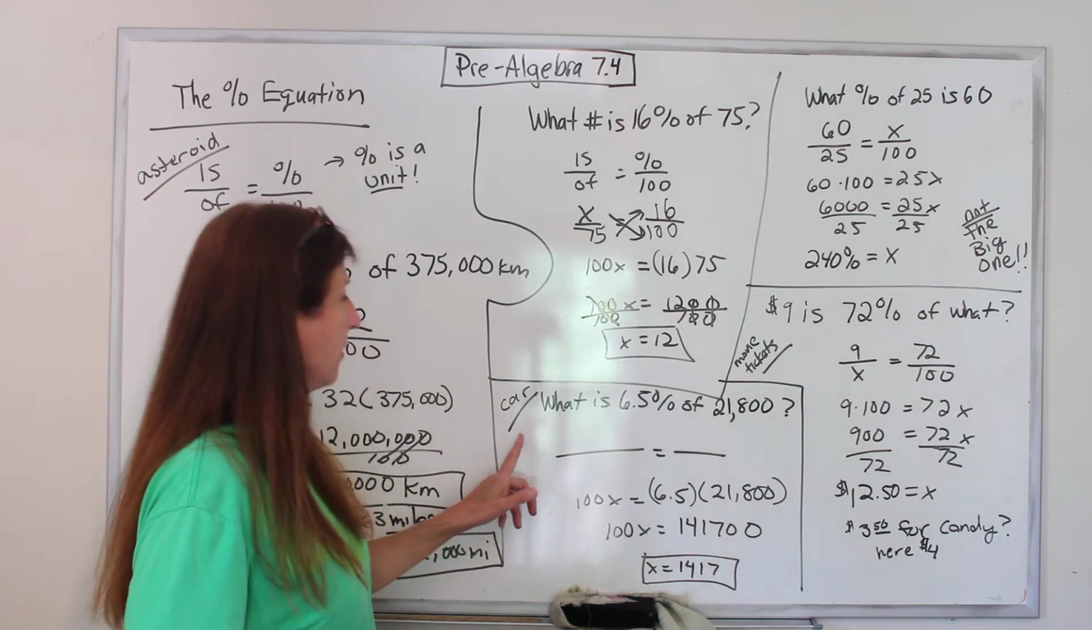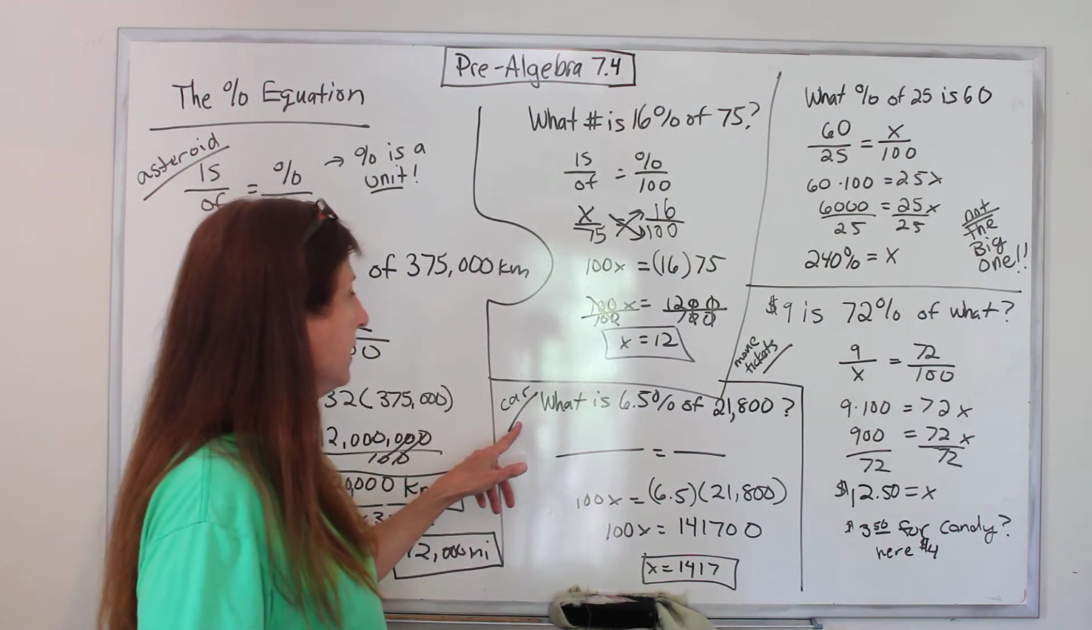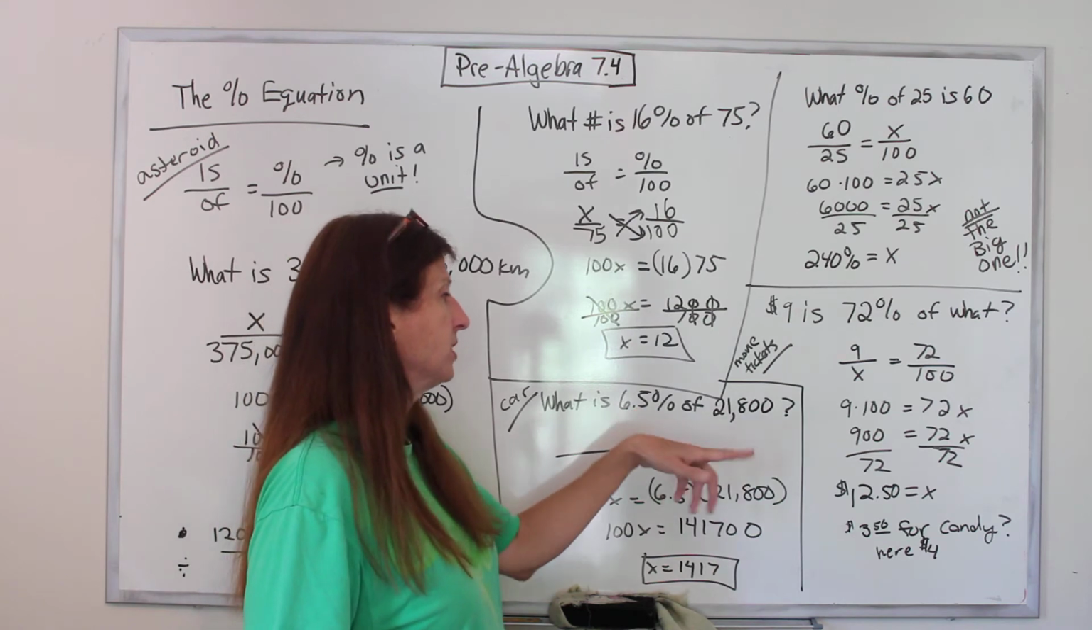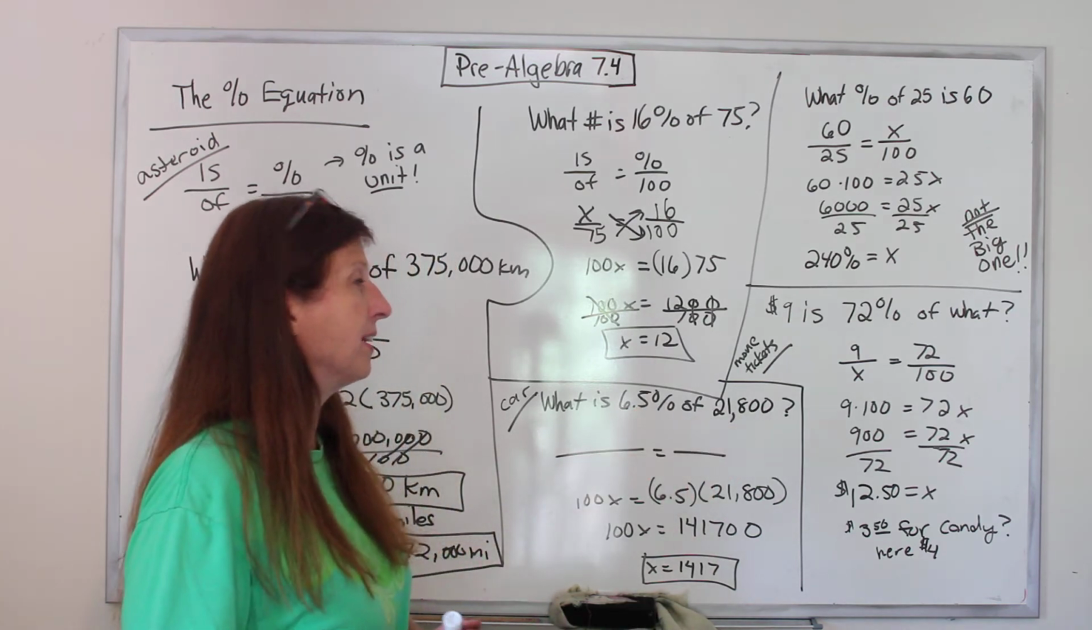All right, so here's another one. You're a car salesman, and you get 6.5% commission. You're selling a car that's $21,800.